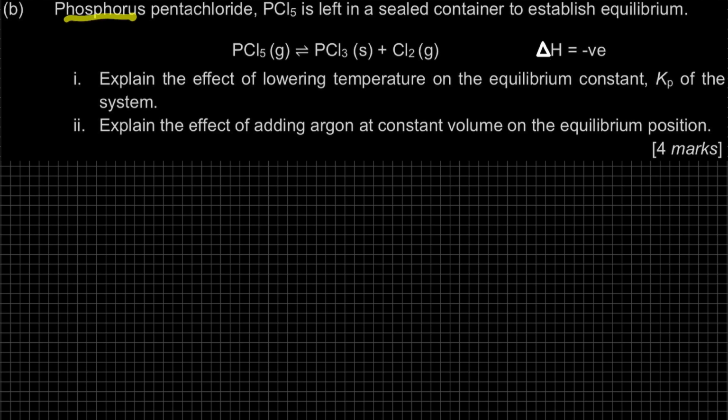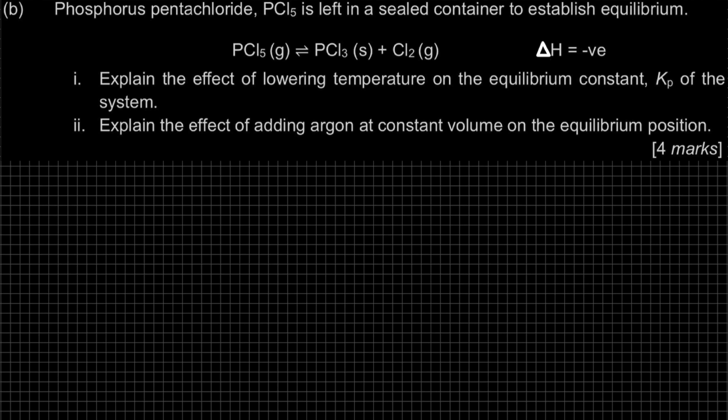Question B: phosphorus pentachloride, PCl5, is left in a sealed container to establish equilibrium. The equation is PCl5 gas in equilibrium with PCl3 solid plus Cl2 gas. Question 1: explain the effect of lowering temperature on the equilibrium constant Kp of the system. If the question asks about the effect of lowering temperature, or lowering concentration, or lowering pressure and such, again this goes back to Le Chatelier's principle.